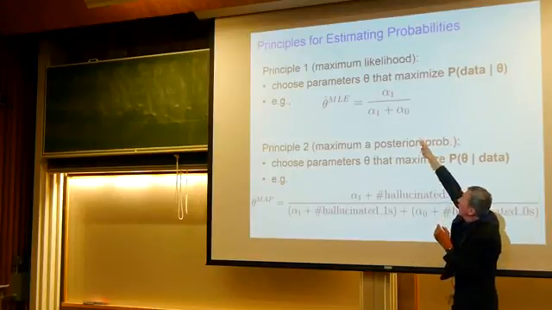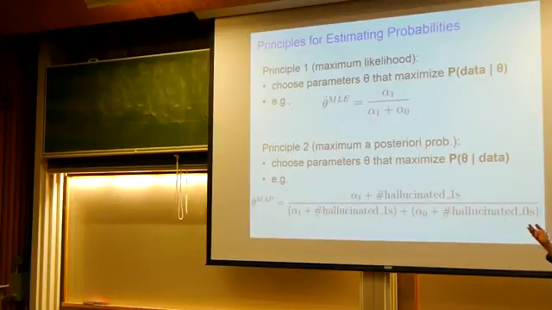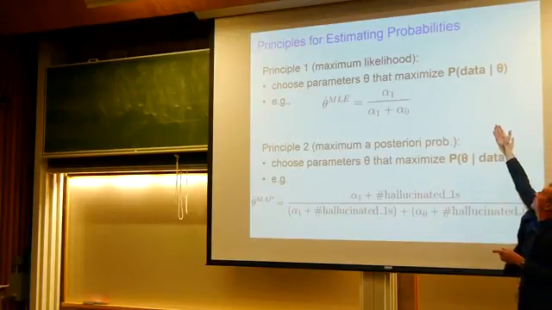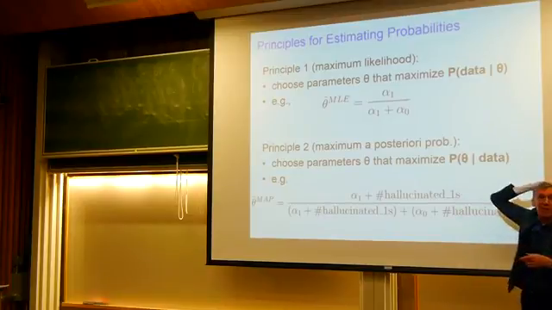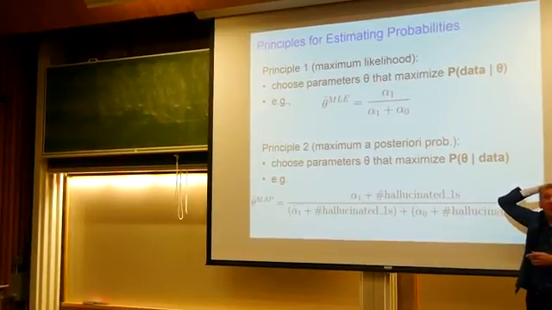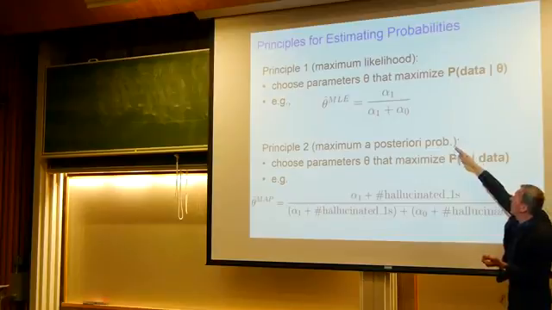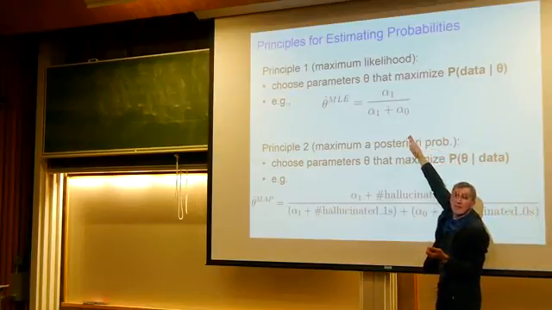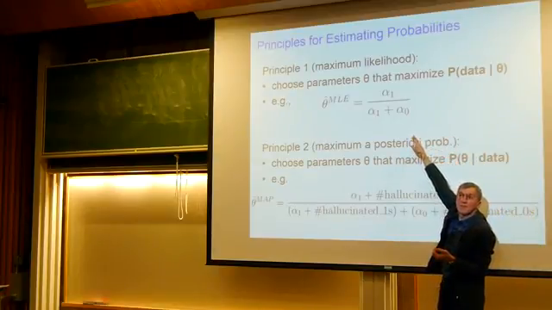And one of the ways, if you ask, what's the principle by which we would like to estimate theta? One principle is to choose the parameters that maximize the probability of the data we did observe given those parameters. And if you work out the math on that, you find in our coin flip case, it's exactly this.